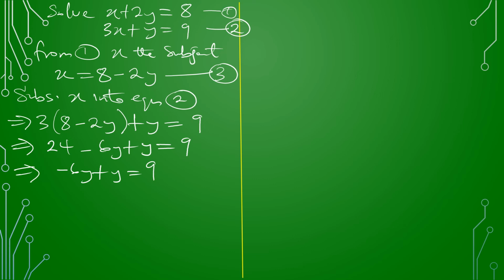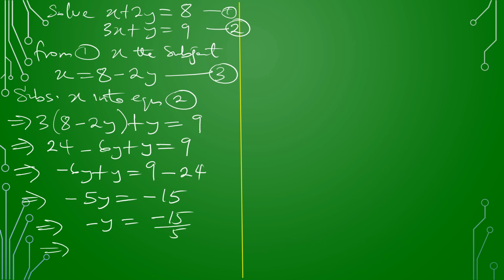Taking 24 over the equality sign, we have minus 24. Then minus 6y plus y is simply minus 5y, which is equal to 9 minus 24, which is minus 15. Dividing both sides by 5, we have that minus y is equal to minus 15 over 5, which means minus y is equal to, 5 here 1, 5 here 3, minus 3. Therefore, y is equal to 3, because the minus will cancel the minus.